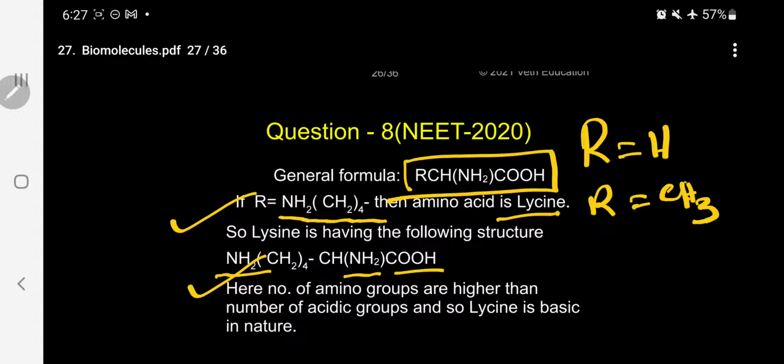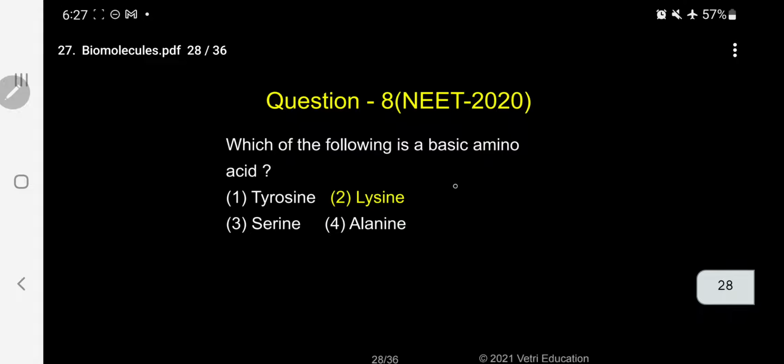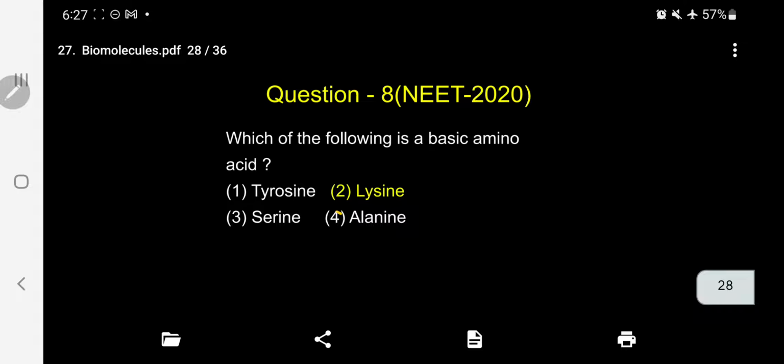Here the number of amino groups is higher than the number of acid groups, and so lysine is basic in nature. Very, very simple. You can answer the question only if you know the structure. But it is very difficult to remember all the structures of the 20 amino acids. Anyhow, they have asked the question, it is our duty, we have to memorize. So the correct answer is lysine.